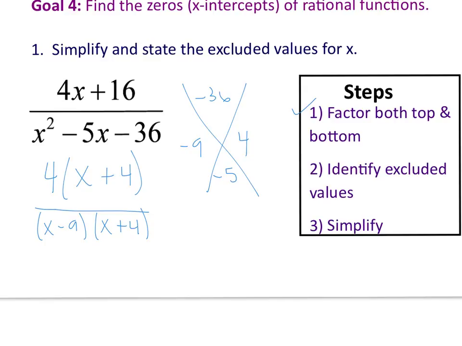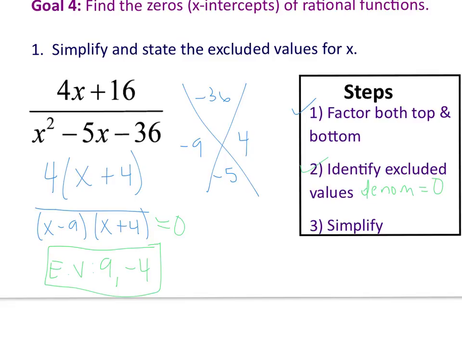Now let's look at step 2. Identify the excluded values. So again, we identify excluded values by setting the denominator equal to 0. So I'm going to set x minus 9 times x plus 4 equal to 0. So my two excluded values, and I'll write EV for excluded values, would be positive 9 and negative 4. So that's step 2, identify excluded values. And step 3 then says simplify, because we want to simplify this rational expression.